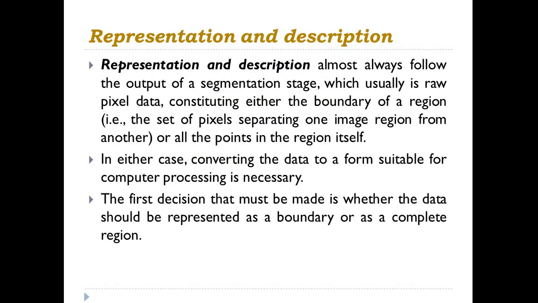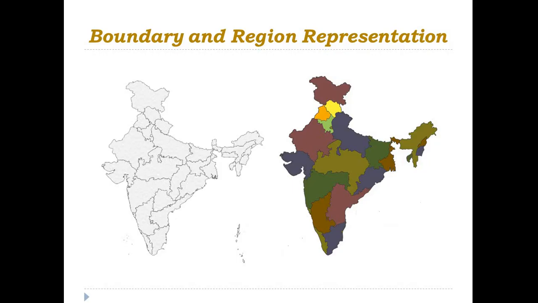Next, let us move to the next one, representation and description. Representation and description almost always follow the output of a segmentation stage, which usually is raw pixel data constituting either the boundary of a region or all the points in the region itself. So, in either case, converting the data to a form suitable for computer processing is necessary. The first decision that must be made is whether the data should be represented as a boundary or as a complete region. So, we have fundamentally two types of representation. One is boundary representation, the other one is region representation.